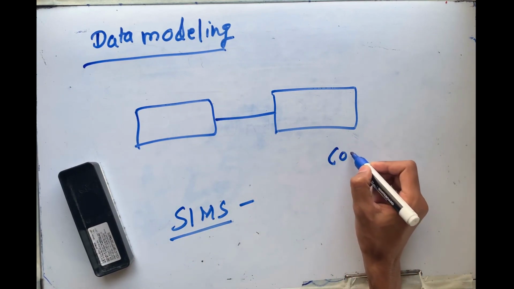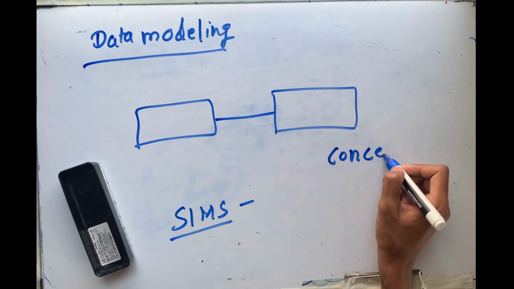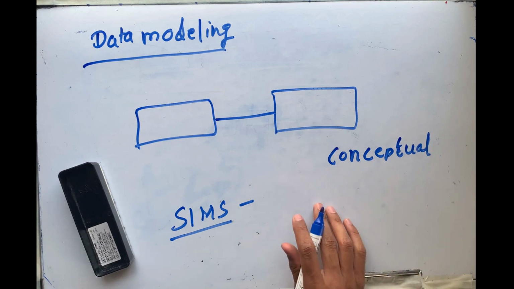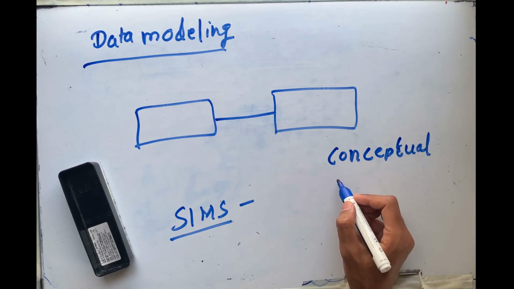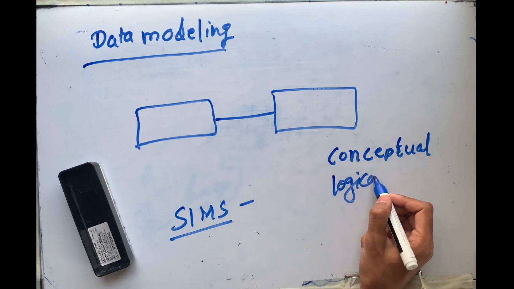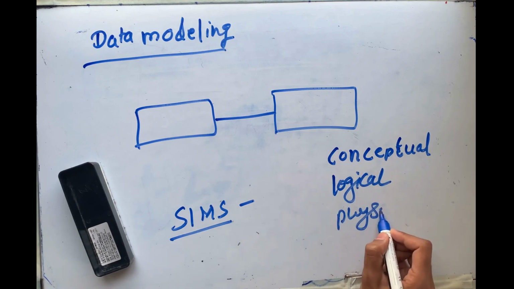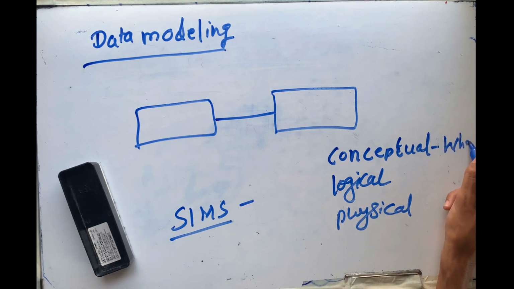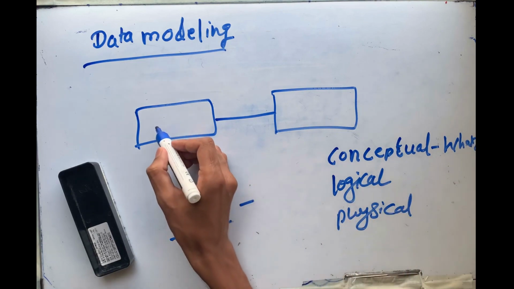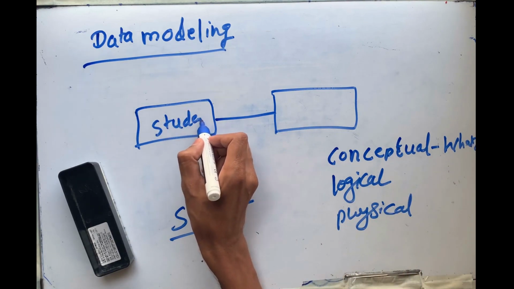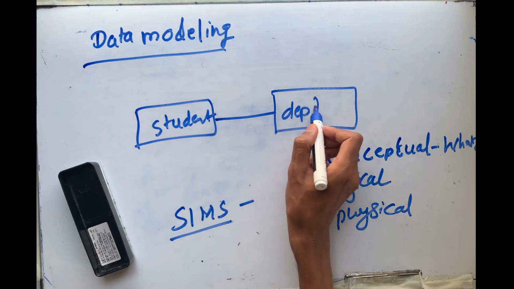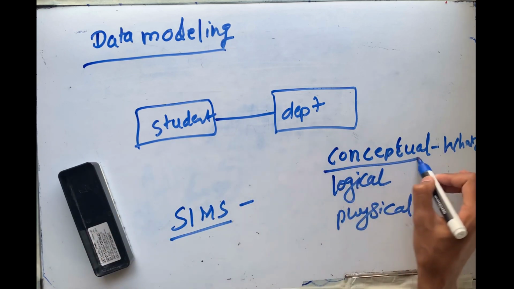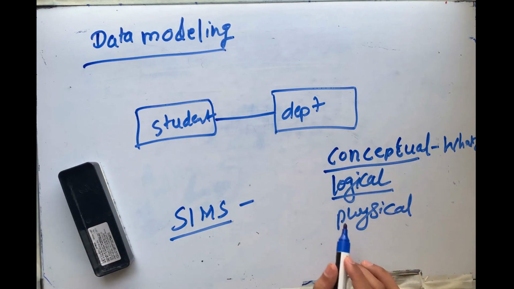And there are different types of models in data modeling, like the conceptual, then the logical, and the third one is the physical. Conceptual is what? Actually, in this type, we have to identify what different types of entities come into the picture. Student is an entity, department is an entity, faculty is an entity, and subject is an entity. So we have to identify the entities in this model.